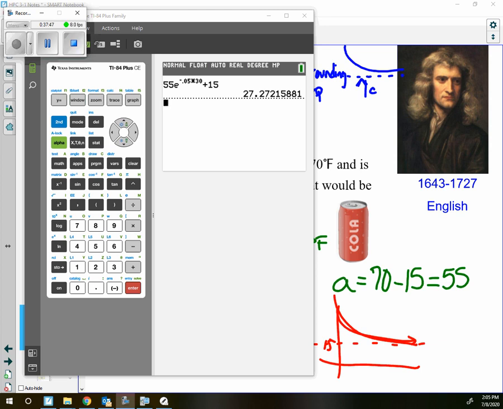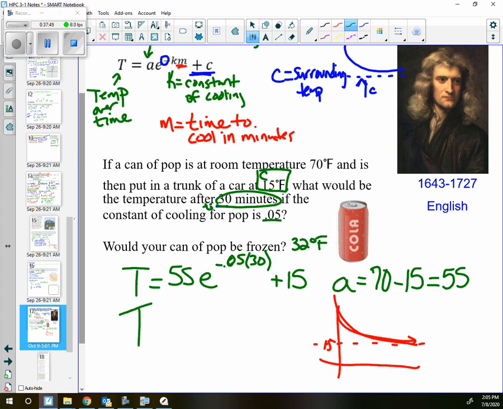27.27, so about 27 degrees. So the temperature after only 30 minutes is about 27 degrees Fahrenheit. Now, not frozen solid by this point. I left it in there way longer than 30 minutes. It was probably many hours because I was just driving around doing stuff and then kablam in my trunk. But it was already 27 degrees after 30 minutes. So maybe not frozen solid, but below freezing and on its way.